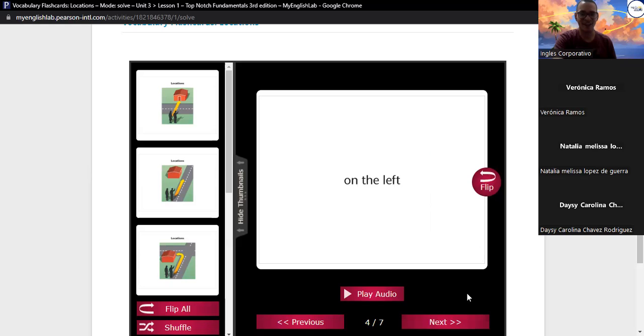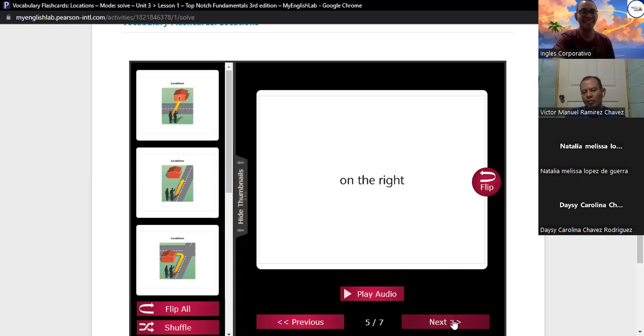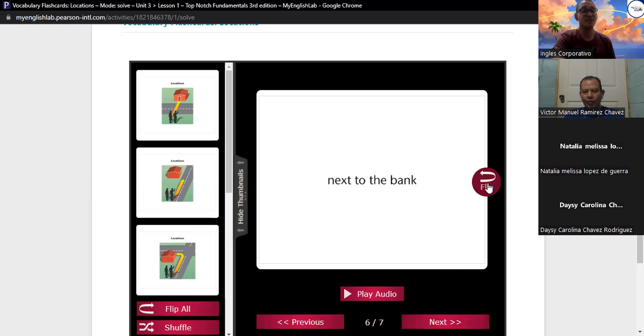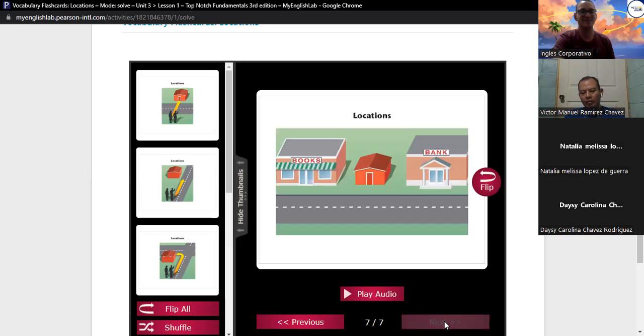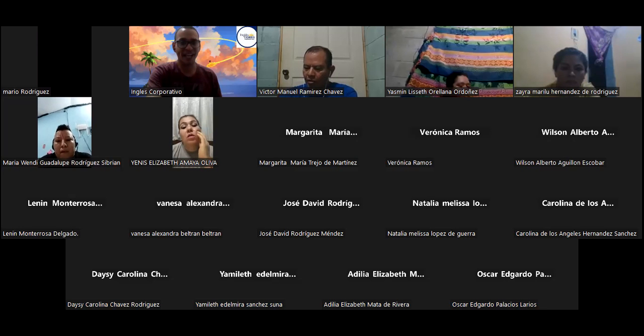On the left. That's correct. What is the location? On the right. What is the location? Next to the bank. On the right. Next to the bank. And what is the location? Between. That's correct. Between. So right now, let me open again the exercise.